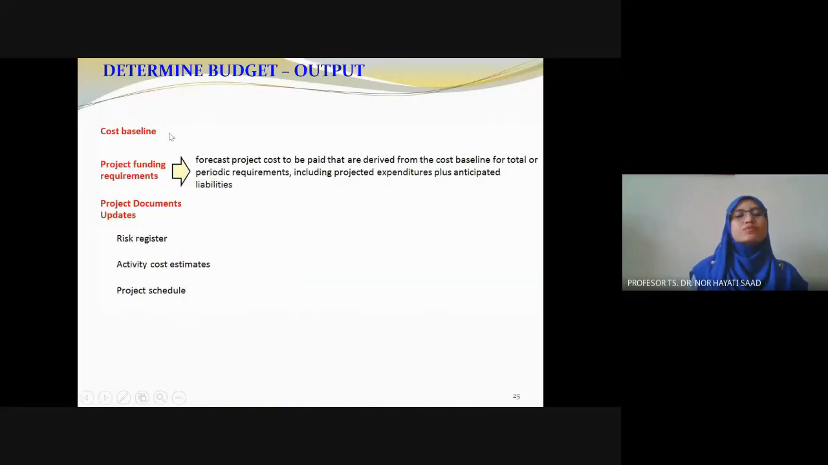So the whole idea, we want to get the cost baseline and project funding requirement. So forecast project costs to be paid that are derived from the cost baseline for the total of periodic requirements, including projected expenditures plus anticipated liabilities. Have a look.